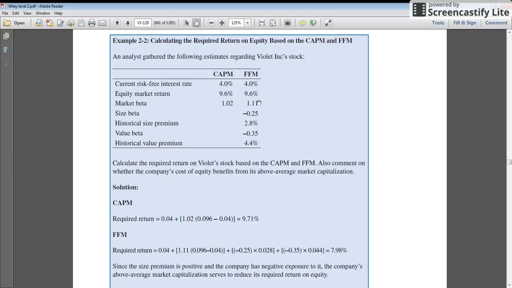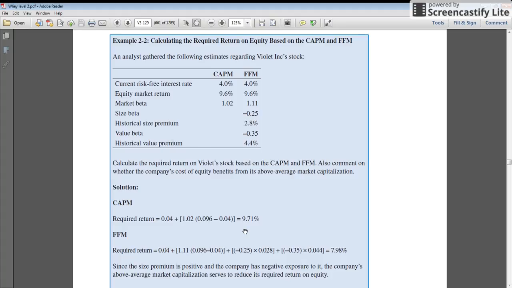It requires the equity risk premium, and on top of that, it also requires six other variables. Three of these are the returns which are required. So one is the equity market return, and on the other, historical risk premium and historical value premium, right? So CAPM is basically risk-free rate plus beta times the difference between the equity market return and the risk-free rate. So 9.71% is the simple required return based on CAPM.